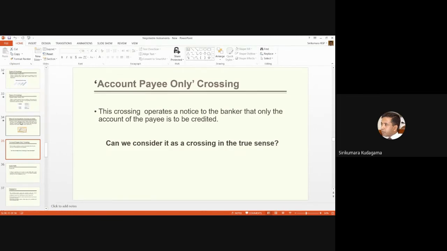Your order. So why are all these instructions in the check leaf given by the customer to the bank? That is why we said the banker-customer relationship can be explained as a principal-agent relationship, where the customer gives orders as the principal and the bank receives them as the agent.